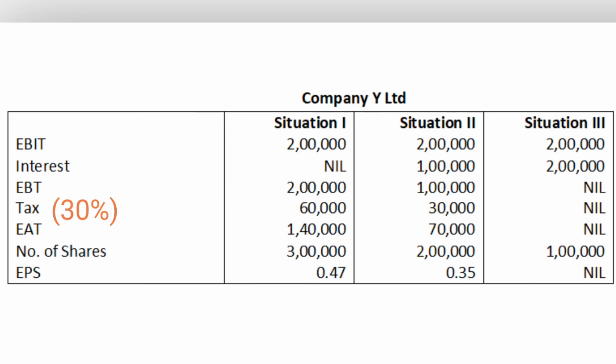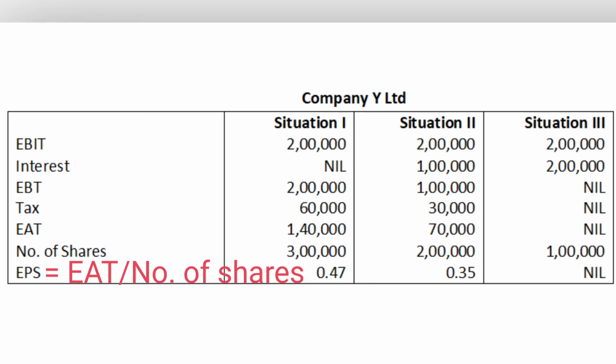Then tax rate is 30%. 30% of EBT: 30% of 2 lakh is 60,000, 30% of 1 lakh is 30,000 and 30% of nil is nil. EAT is EBT minus tax, which is 1 lakh 40,000 in situation 1, 70,000 in situation 2 and nil in situation 3. Now we all know that number of shares is 3 lakh, 2 lakh and 1 lakh, which is discussed in the previous question.